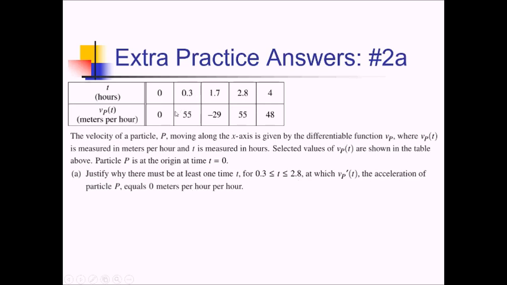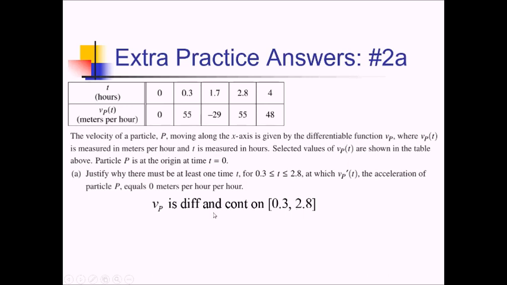Well, if we're given one function and we want to justify why the derivative of that function has to equal a certain value, usually that involves using the mean value theorem. To use that theorem, we have to establish that we have differentiability and continuity over the interval. Specifically, we have to be continuous over the closed interval and differentiable over at least the open interval. So they told us here that Vp was a differentiable function. So that covers everything on this interval and anywhere else we might like to use the mean value theorem. But I do have to state in the beginning that Vp is differentiable and continuous on the closed interval from 0.3 to 2.8. This allows me to now use the mean value theorem.